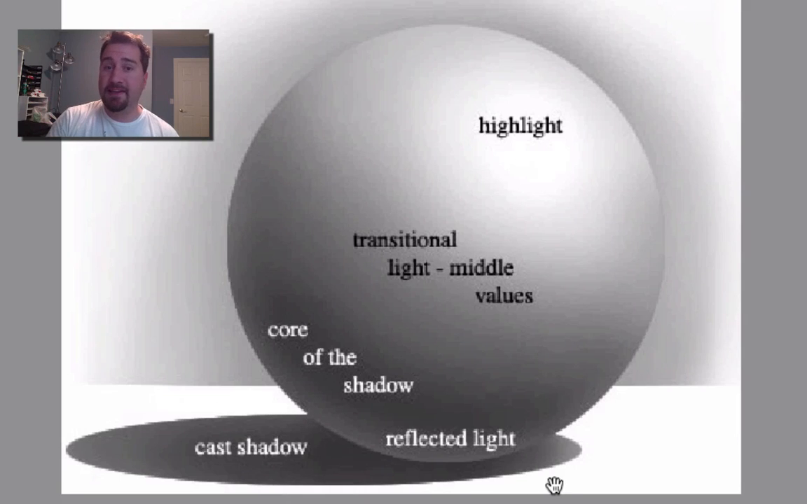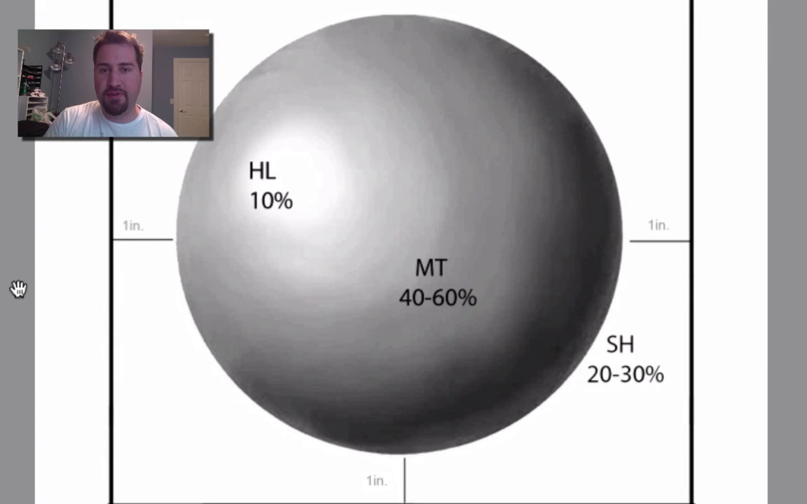But wait, to separate the core of the shadow from the cast shadow on the ground so that we can tell the sphere is a different thing from this black ellipse down here, there is what's called reflective light on the outside. Reflective light is darker than your highlight, but lighter than your midtone, and it occurs between two dark planes. Here's a breakdown of your percentages.